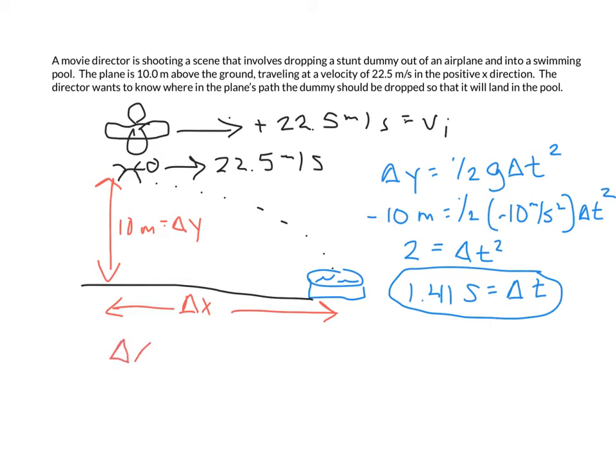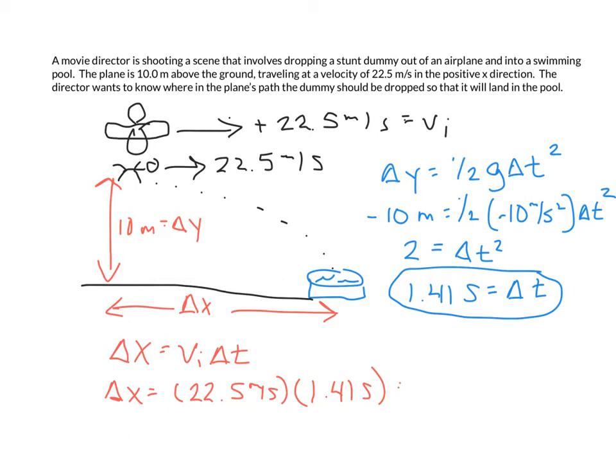So delta x is just v initial times delta t. The dummy keeps moving at a constant velocity in the x direction. So the only limiting factor about how far the dummy moves is how long it stays in the air. Eventually gravity pulls it to the ground. So my delta x here is going to be v initial, so 22.5 meters per second times 1.41 seconds.